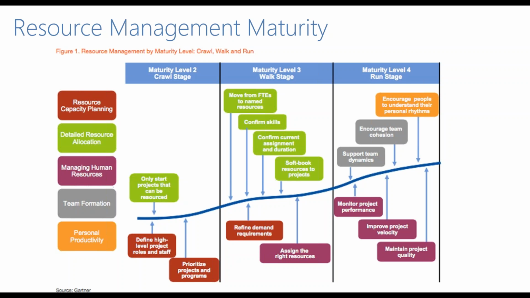As we move to maturity level 3, notice that the green nodes become more prevalent. We start moving from FTEs to more named resources. We look at skills, assignments and durations, and we can even go from a soft booking to a hard booking of resources, and more detailed resource allocation comes in. When we get up to maturity level 4, it's team formation and team dynamics that come into play, as well as increases in personal productivity and the human resource management side of things. So the idea is to start at a place that makes sense for you as an organization.